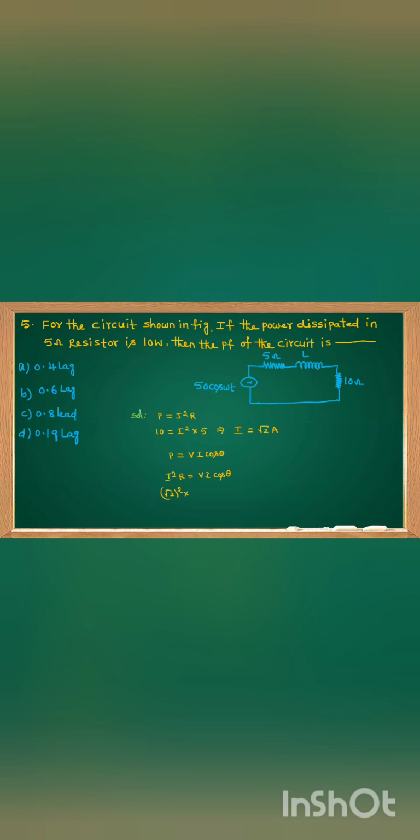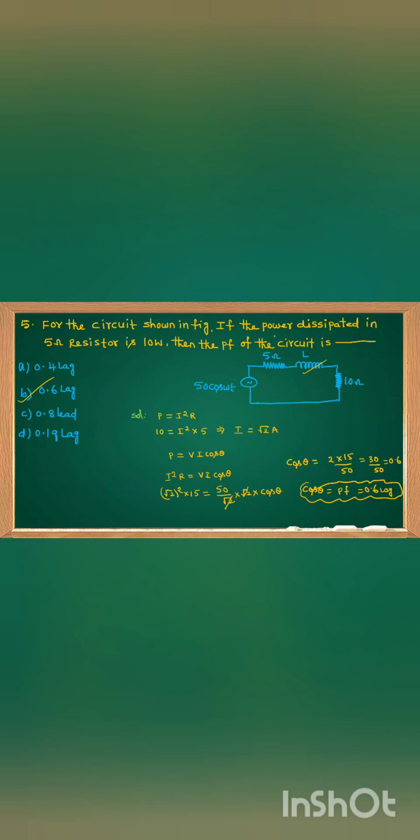It is asking what the power factor of the circuit is. In the total circuit, what is the resistance? 50, not 5. What is the voltage? 50 by root 2, the RMS value. What is I? Root 2. Into cos theta. Root 2 cancels. From this, cos theta equals 2 into 15 by 50, that is 30 by 50, which is 0.6. So the power factor is 0.6. Is it lagging or leading? The element is inductive, this is an RL circuit, so the power factor is lagging. That is, 0.6 lagging is the right answer.